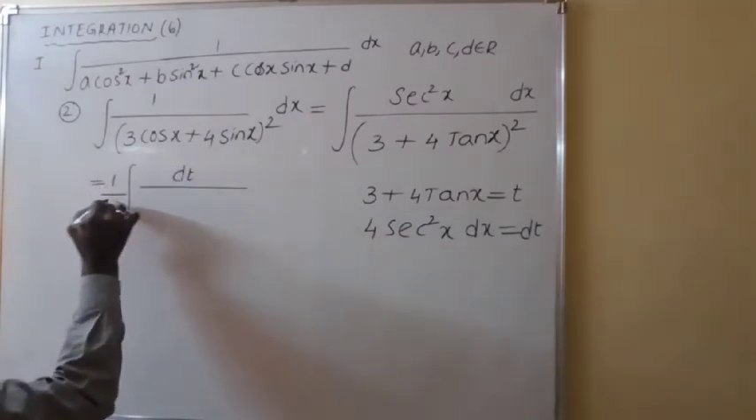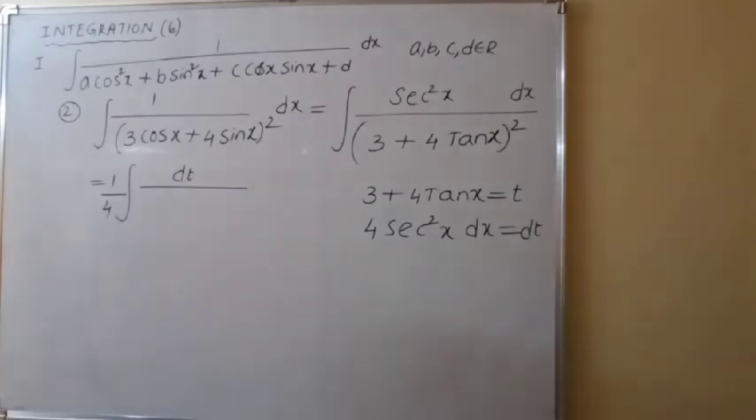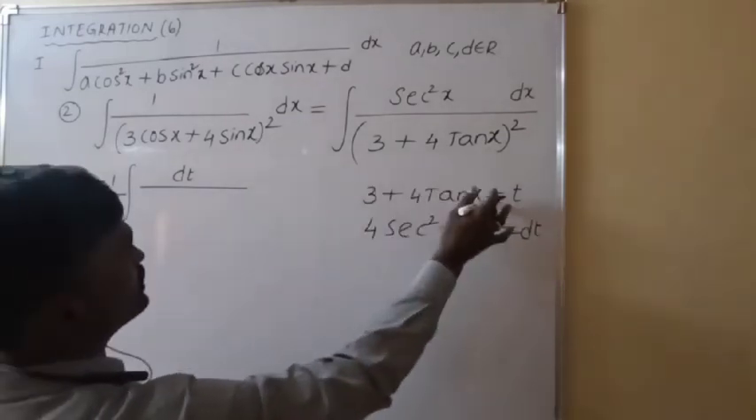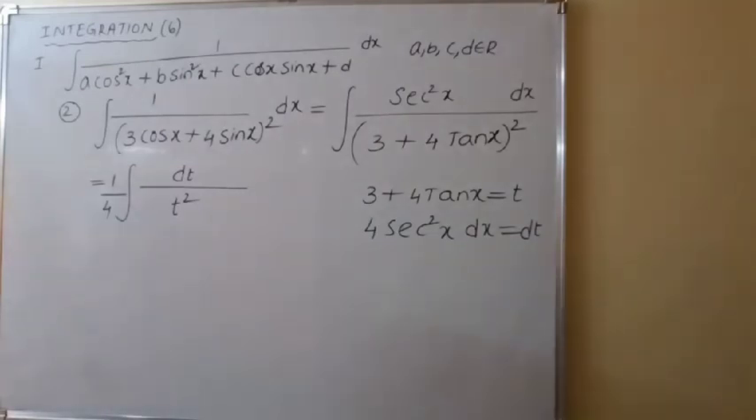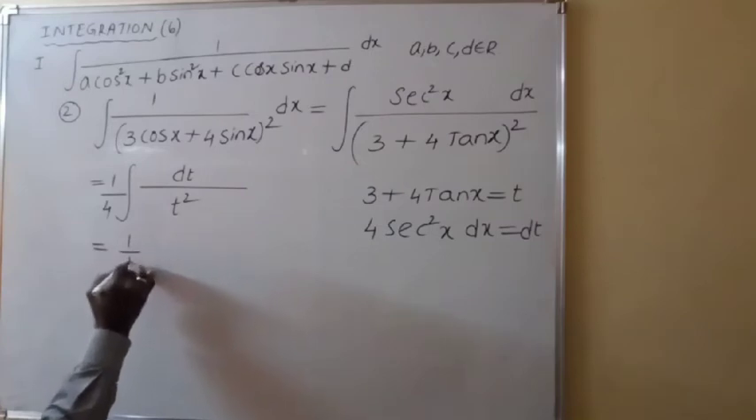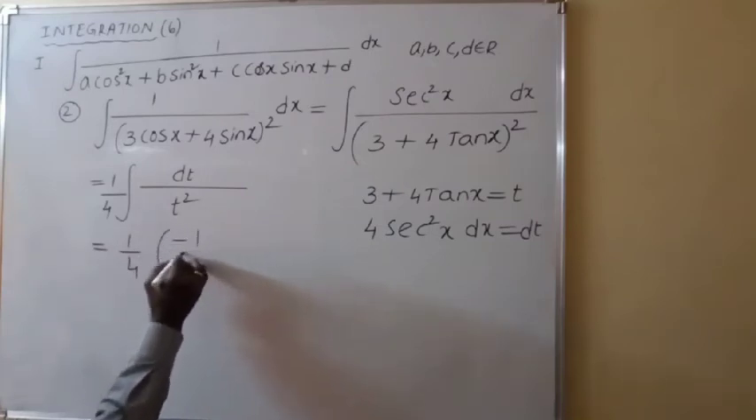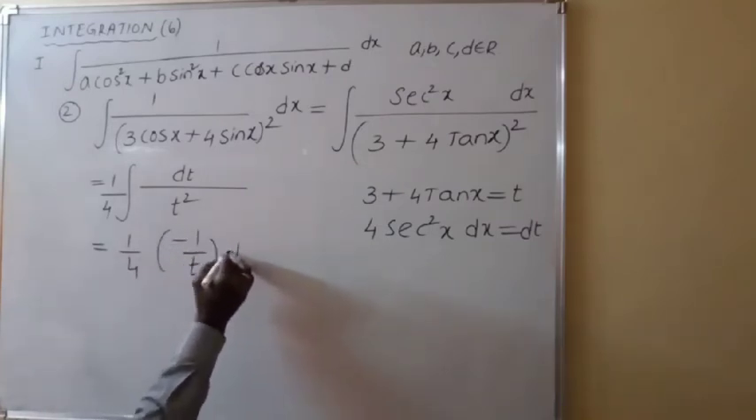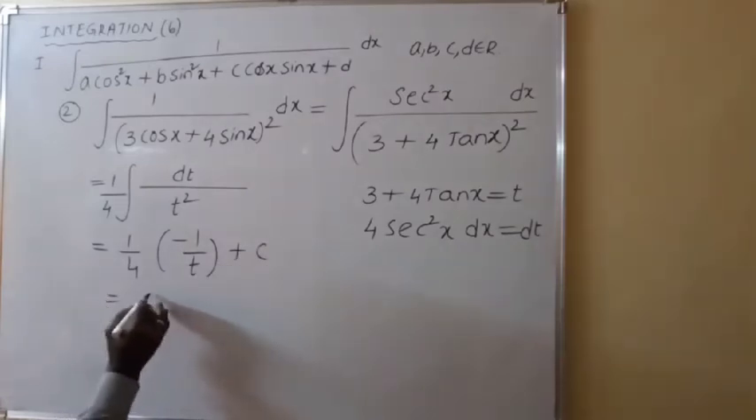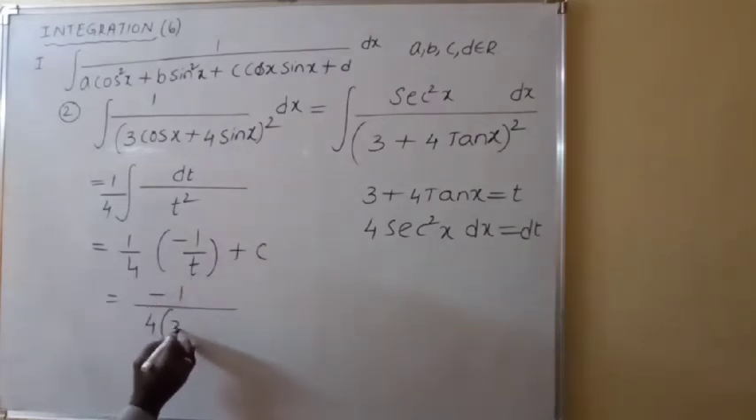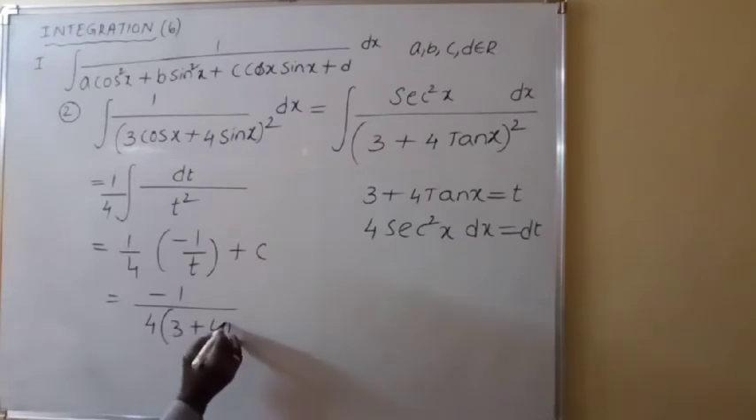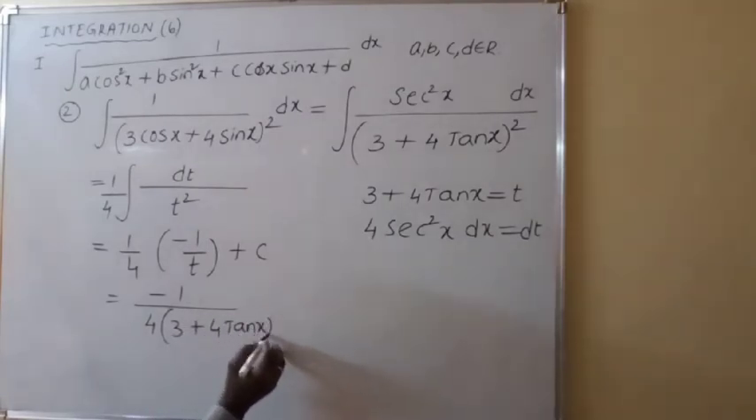So 1 upon 4 I am writing outside of the integral, and 3 plus 4 tan x is t, so the denominator becomes t square. Then integral 1 by t square into dt is minus 1 by t plus c. Thus, minus 1 by 4 into t, but what is t? 3 plus 4 tan x, plus c.